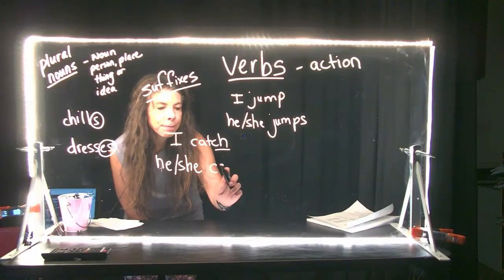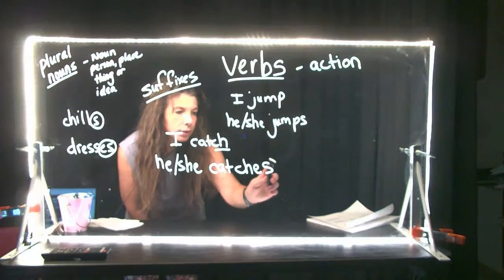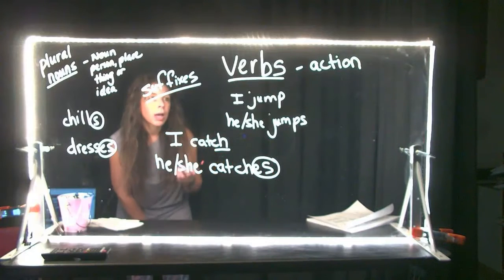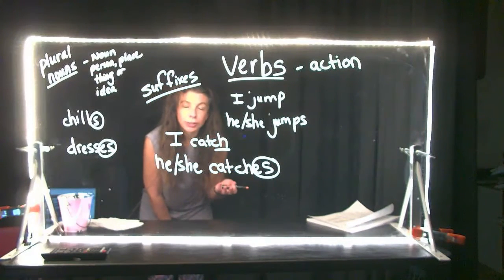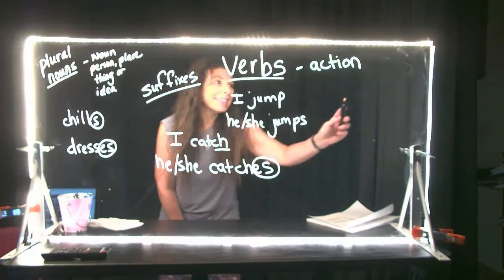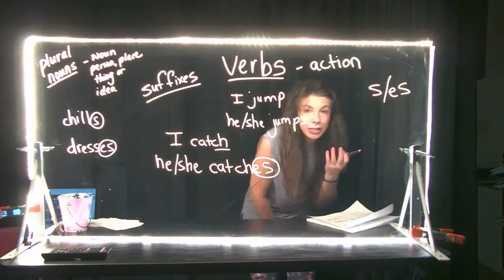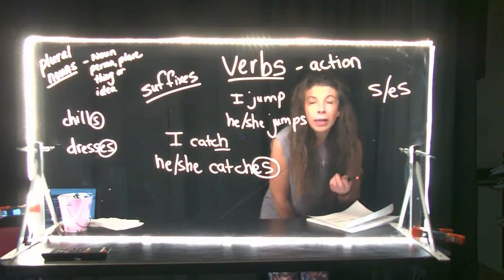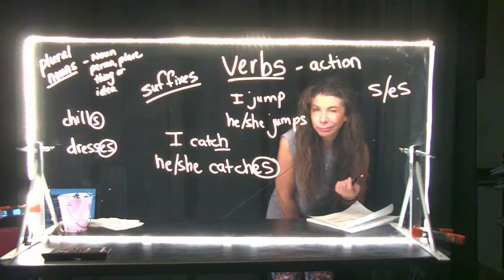He or she catches the ball. I jump, he or she jumps. I catch, he or she catches. So the suffix S and ES not only are added to nouns to make plurals, they're also added to verbs for verb agreement. Let that sink in.